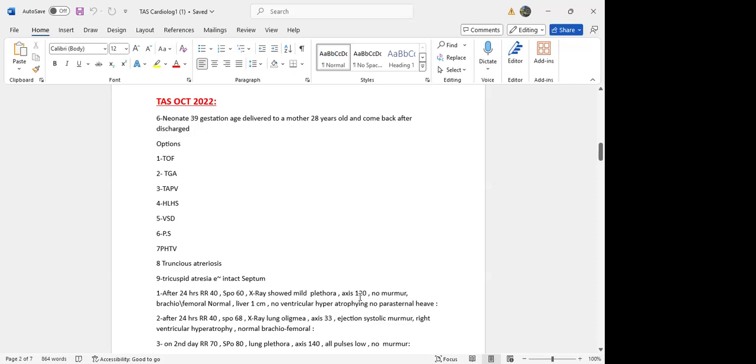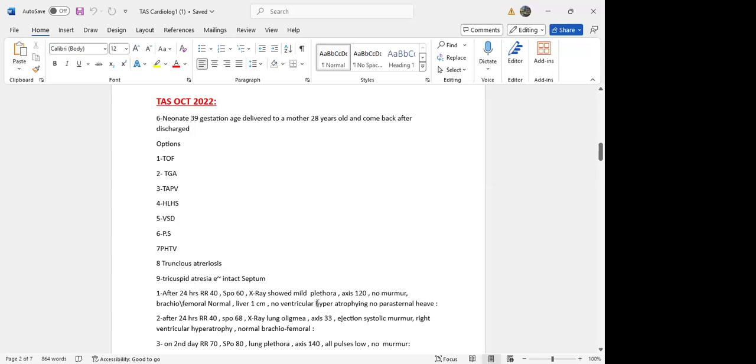Okay? Right side. So if it is in minus, doctor, then only you can say left. So -30 से ऊपर, like for example, if it is going -20, -10, -40, -50, -60, then you can say left. So this is right axis deviation with no murmur. Brachiofemoral is normal. So if you can appreciate the femoral, that means systemic related things should be out. Femoral पे blood आ रहा है.